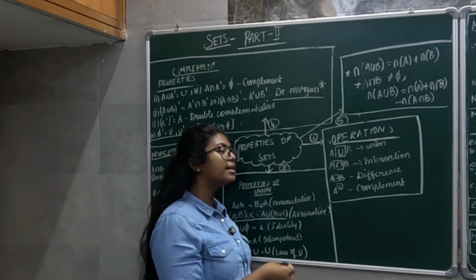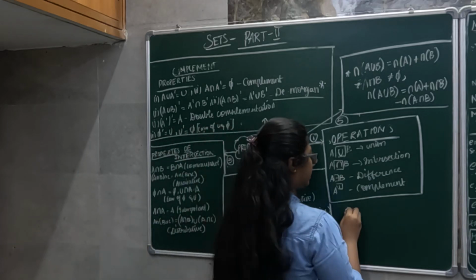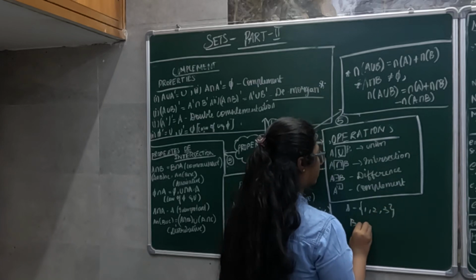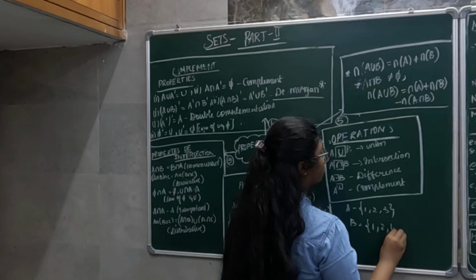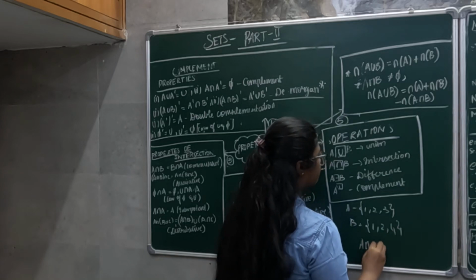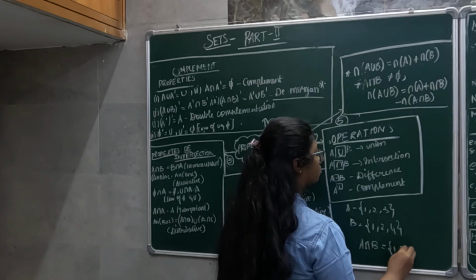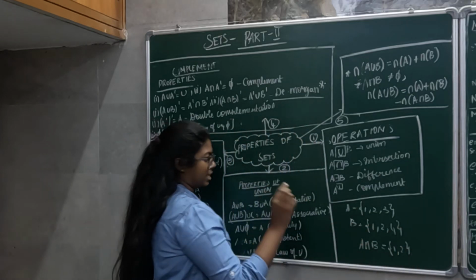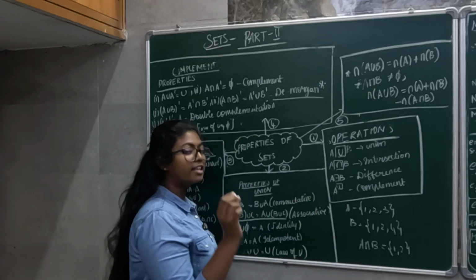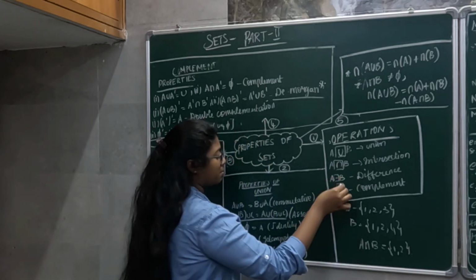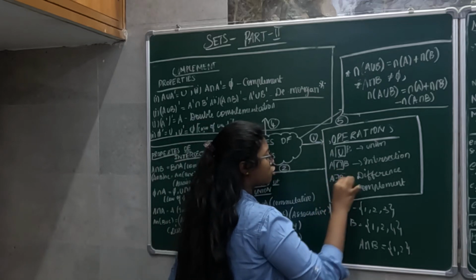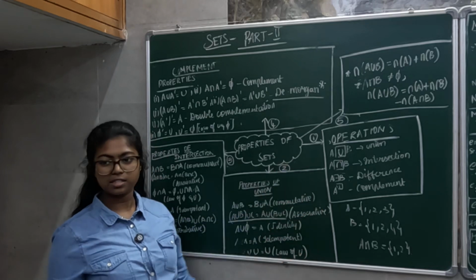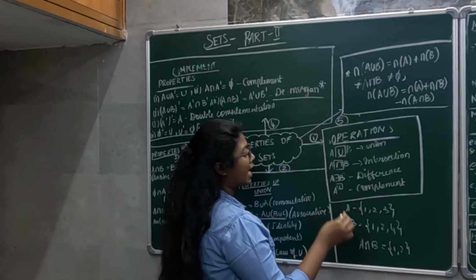For example, A is equal to 1, 2, 3, and B is equal to 1, 2, 4, and A intersection B will be 1, 2. The common elements are 1, 2, so that is intersection. A minus B is a difference. A minus B means the set B should be subtracted from the set A, that represents A minus B, and the complement is A dash.